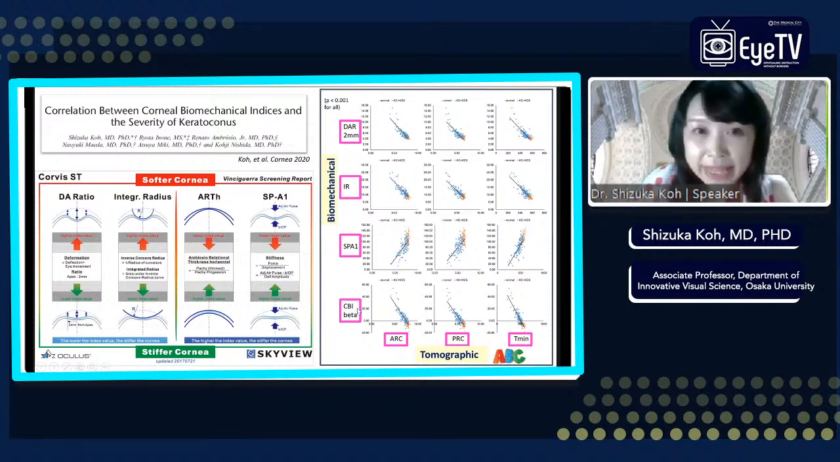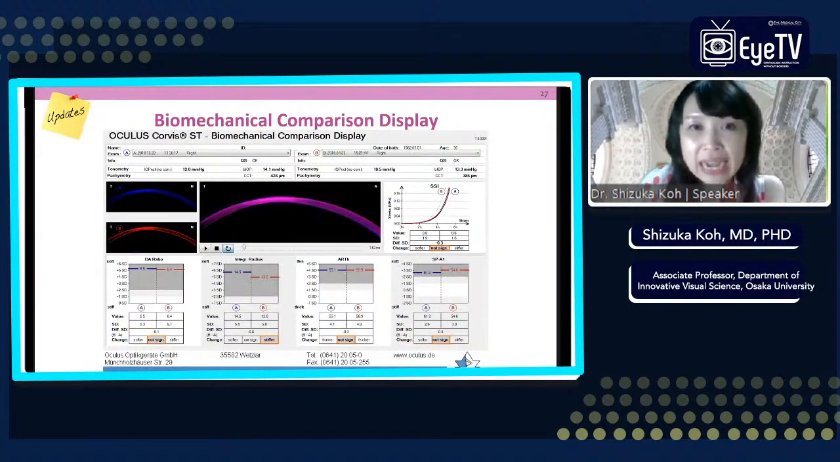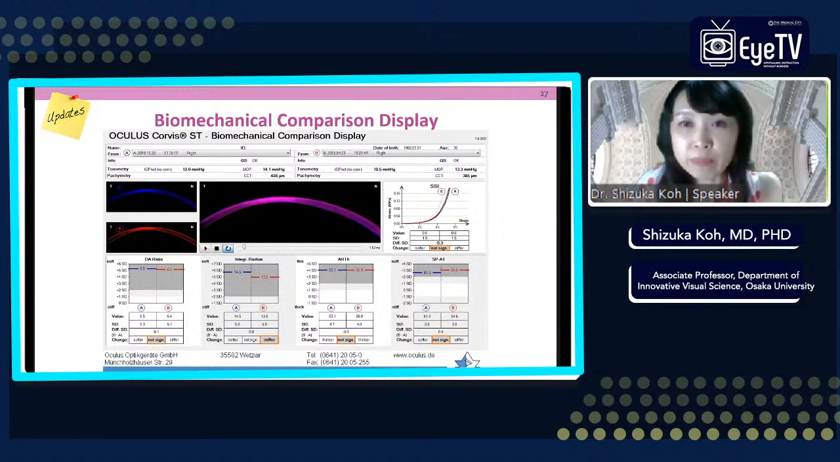And CBI beta is kind of raw data of CBI. Instead of values between 0 and 1, it shows real values. As you see here, they are all well correlated. Therefore, biomechanical indices correlate with keratoconus severity. As one of the updates, biomechanical comparison display is newly introduced. It can provide visualization of biomechanical changes over time. It is useful to track patients, especially pre- and post-treatment.